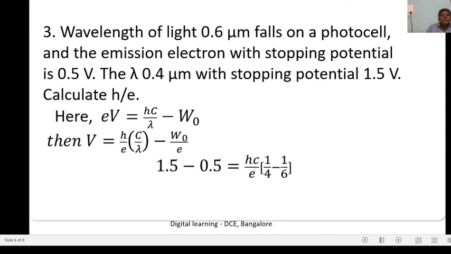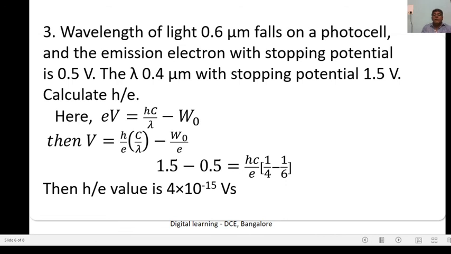Then substitute the values: V is equal to 1.5 minus 0.5, then hc by e into 1 by 0.4 minus 1 by 0.6. Substitute the values and simplify. Then the h by e value obtained is 4 into 10 to the power of minus 15 volt second. Like this, we are going to solve this numerical problem. Similarly, in this regard, some numerical problems are given in the textbooks, and you can solve them.